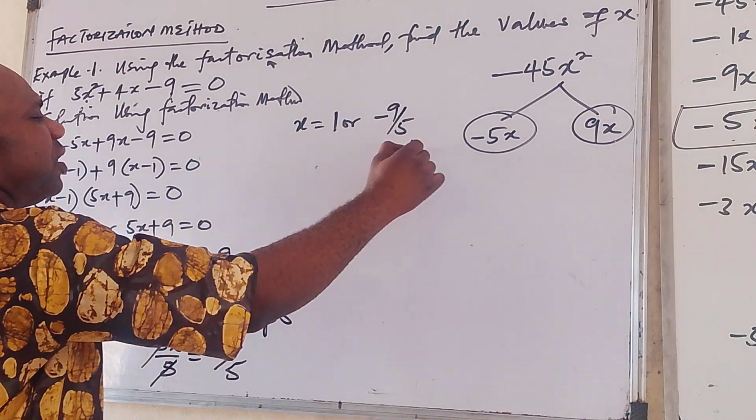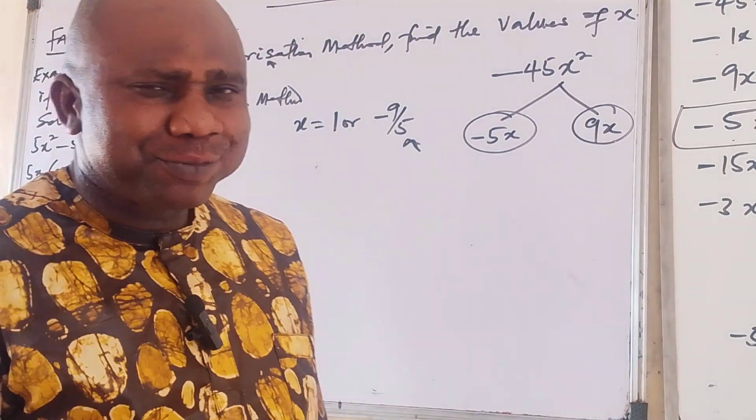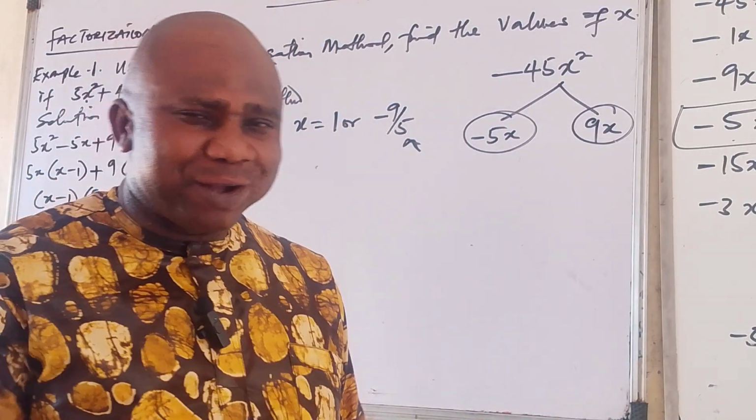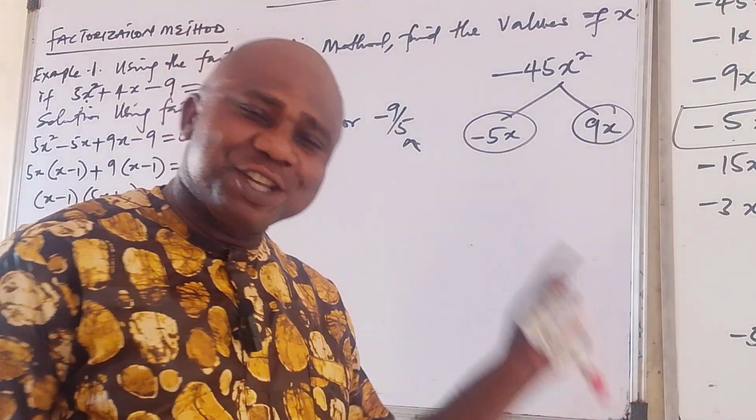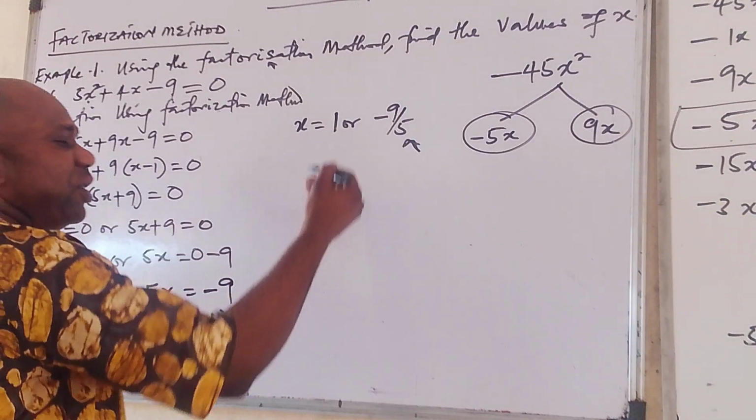Now, looking at this, it is an improper fraction, so it is not ideal. As the word implies, it is not normal to leave it like that. It is improper, so we have to make it proper. So how do we do that? We convert this to a mixed fraction.